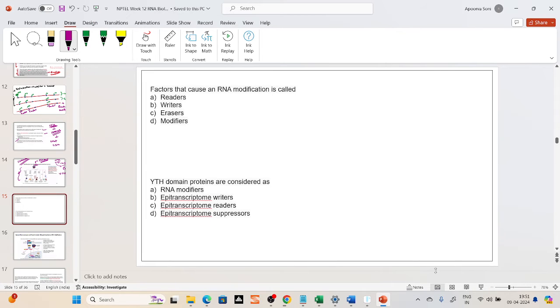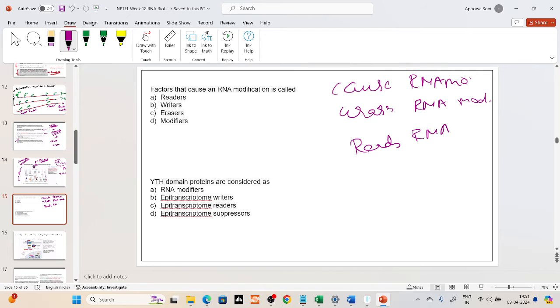See, there are three terms: factors that cause the RNA modification, that erase the RNA modification, and that read the RNA modification. It's a hint. Now, tell me what should be the answer. There are three terms: cause, erase, and read.